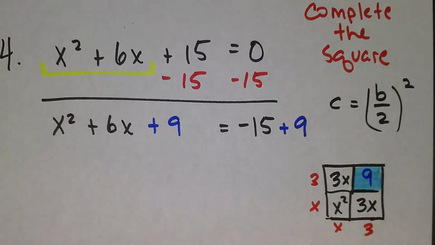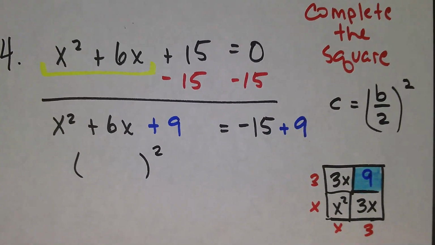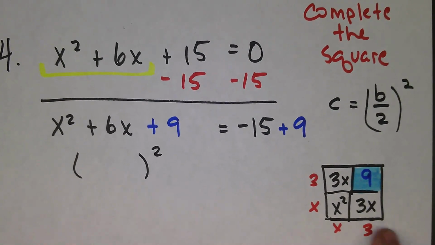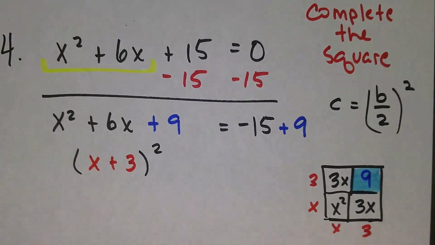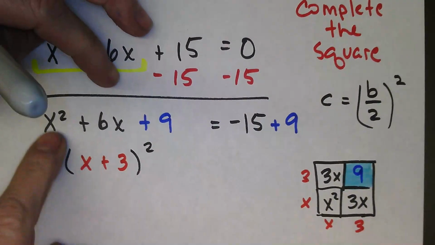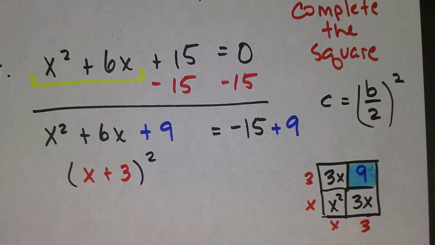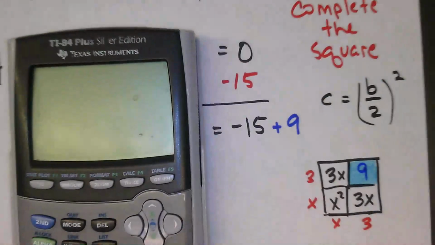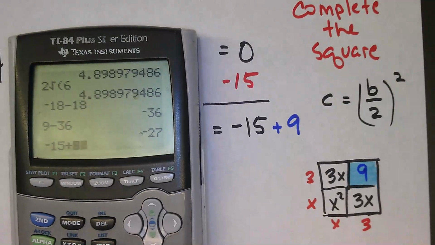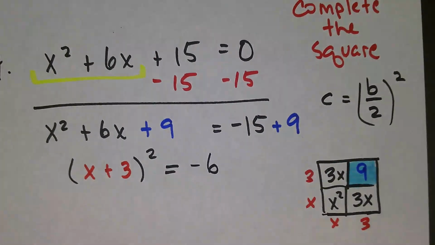The whole point of me doing that is to create a binomial square, a perfect square. And what goes in the parentheses is always what's on the outside of the little square that I've created, x plus 3. It's always x plus, or minus if it's negative, half of b. It's this number cut in half. And then over here, let's see, negative 15 plus 9. That's going to give me a negative 6, I believe. We'll put it in the calculator just to be sure. So that's a negative 6.